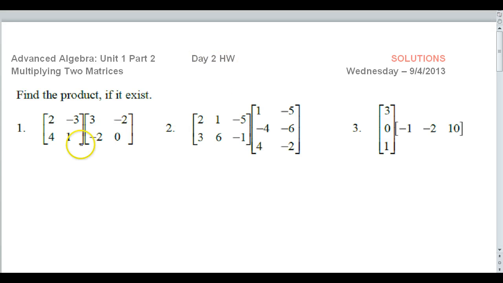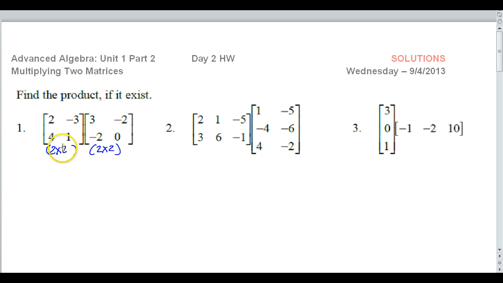Day 2. This lesson is on multiplying matrices. And we learned that in order to multiply a matrix at all, you have to look at the dimensions. This is a 2 by 2 matrix, 2 rows, 2 columns. This is also a 2 by 2 matrix. But to be able to multiply two matrices together, they do not have to be the exact same dimensions.